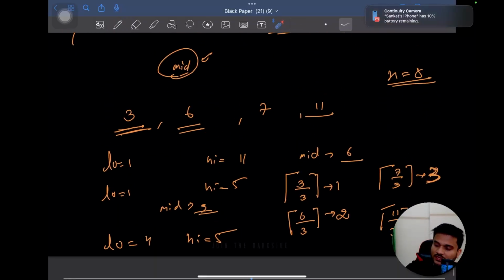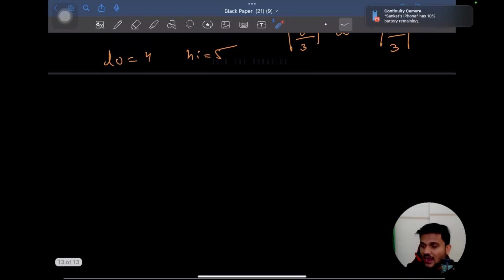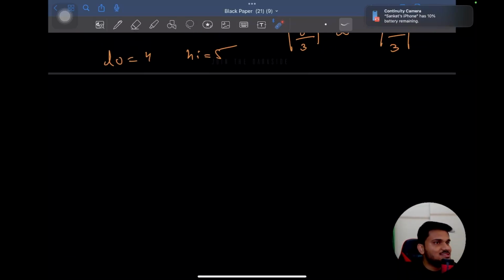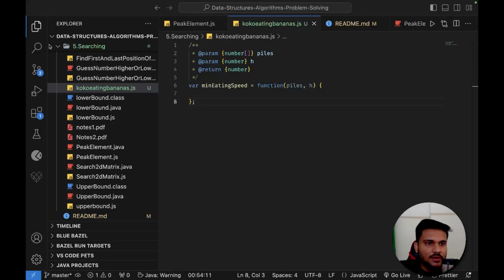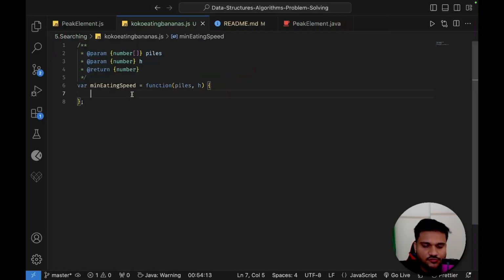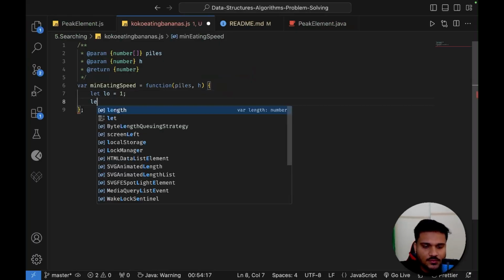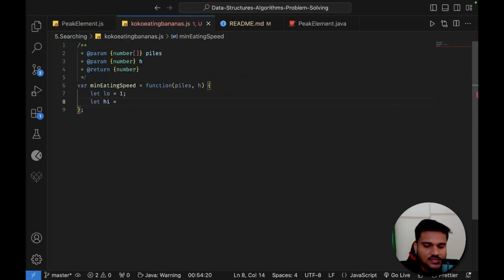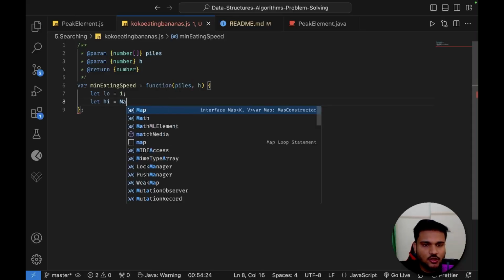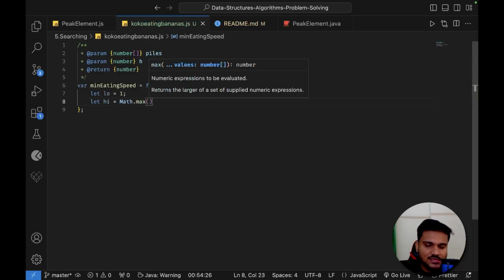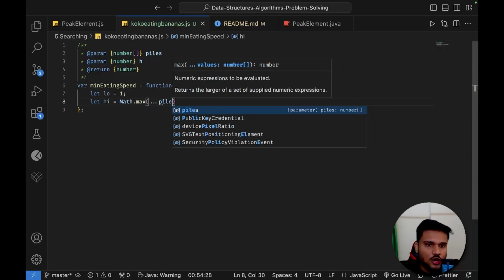Now let's do one thing. Let's try to code this solution, and after looking at the code, we will be able to very easily visualize the time complexity of the solution as well. Now let's start implementing our solution. First things first, we are going to define the lower limit as 1. We are going to define the higher limit as the maximum of all the piles. If you have an array in JavaScript, you can calculate Math.max of ...piles.